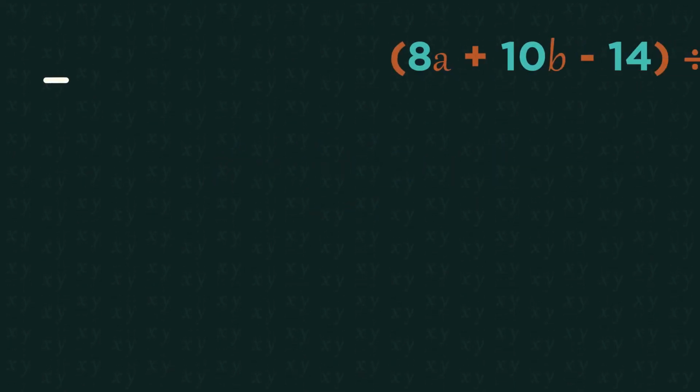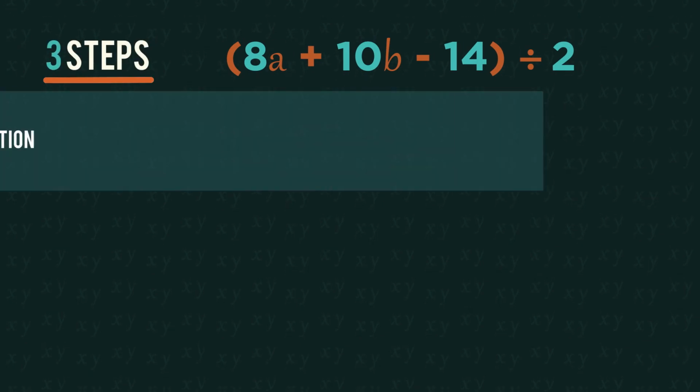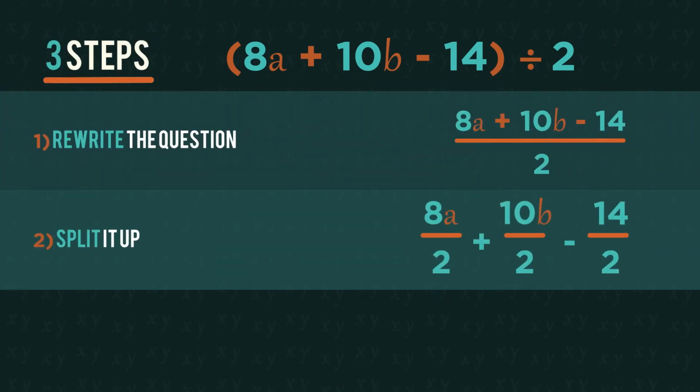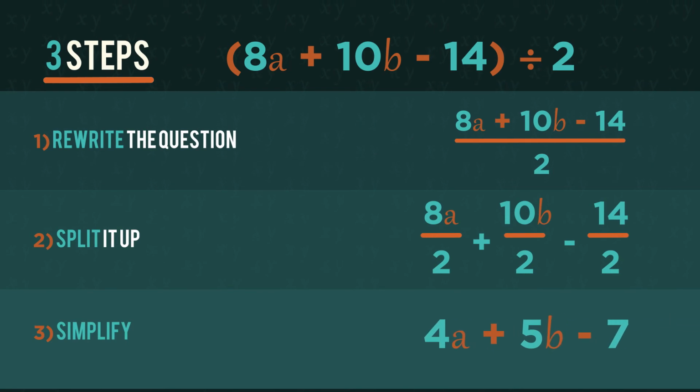So to recap, to divide polynomials by integers or monomials, we just need to remember those 3 simple steps.